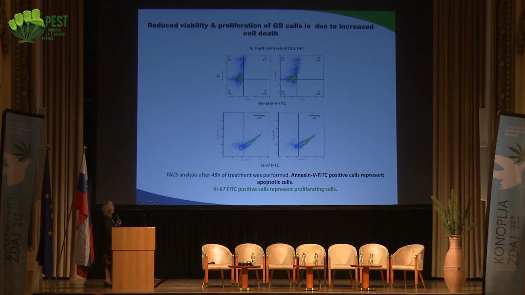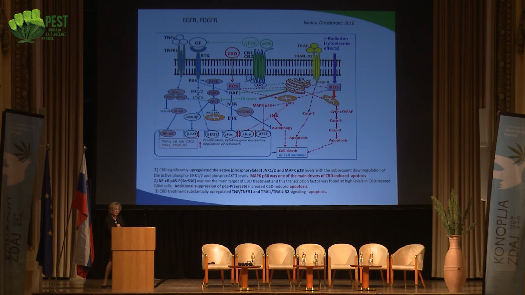This is just a method of how to measure why the viability is reduced: because cells die more often and do not proliferate. I'm not going into details of this experiment. Also, what we do is study the signaling effect.